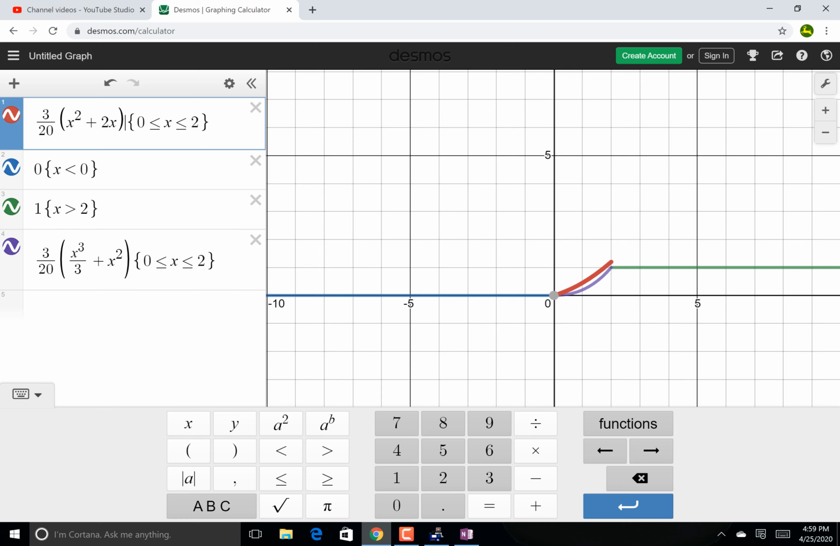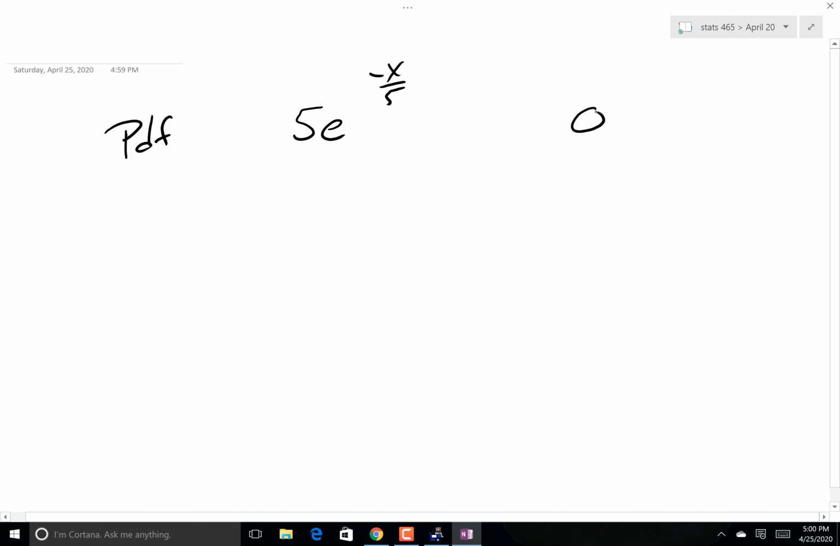Cool. Now, that's all a CDF is: it's the antiderivative of the PDF. Now, let's do this. Suppose you had a PDF that was equal to 1/5 e to the minus x over 5, where x goes from 0 to infinity. Remember, you can't equal infinity.